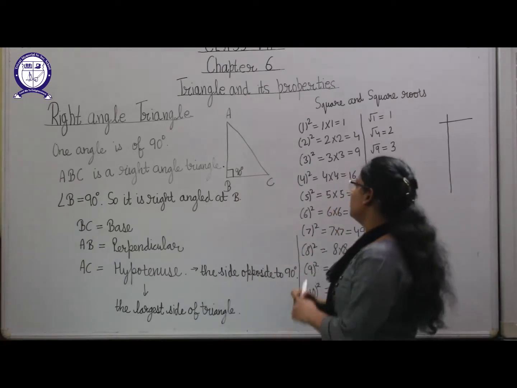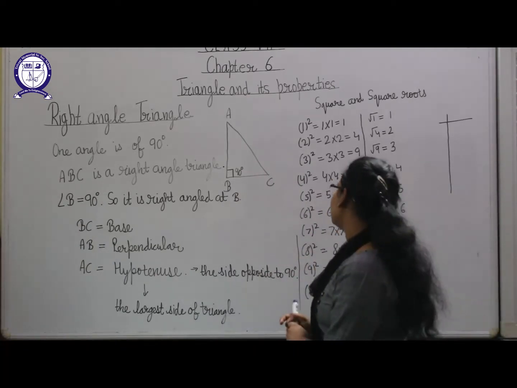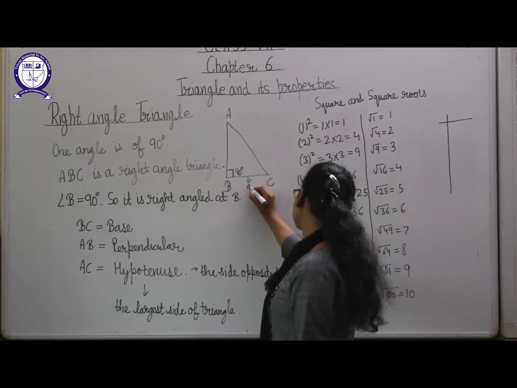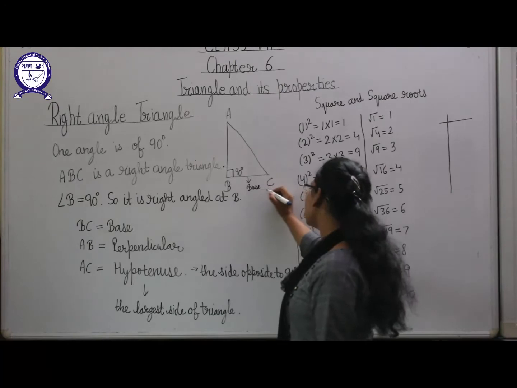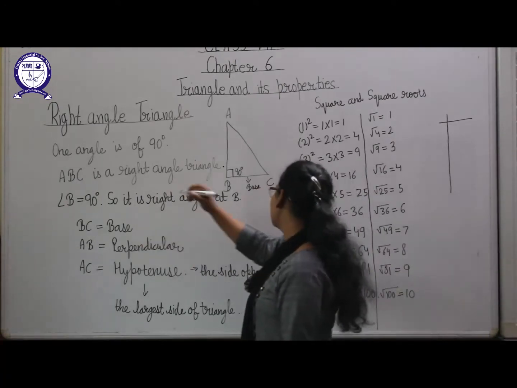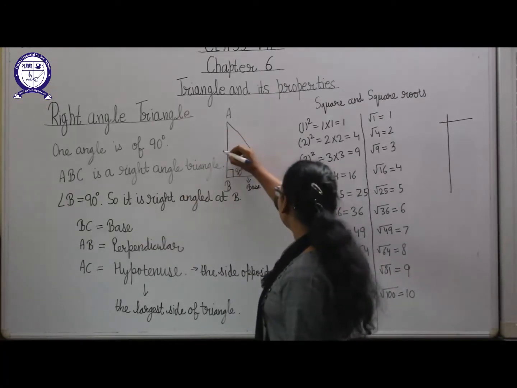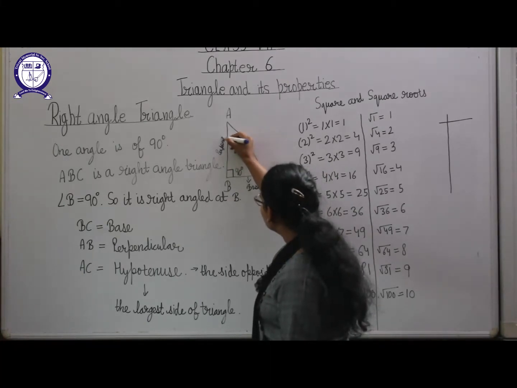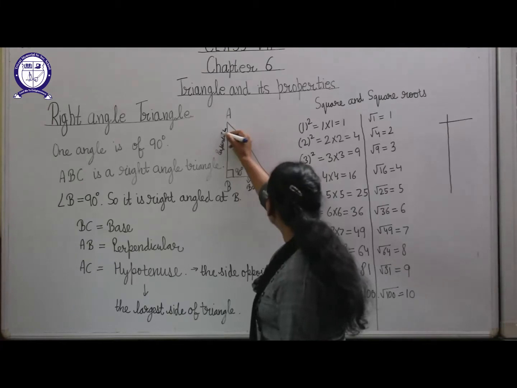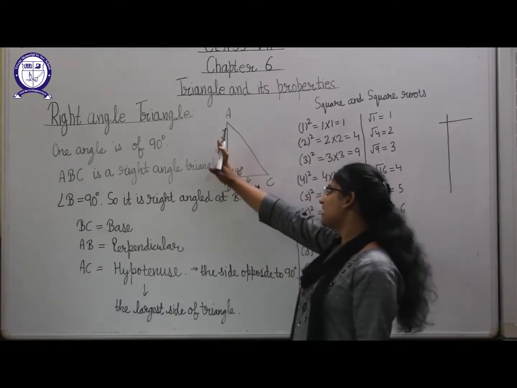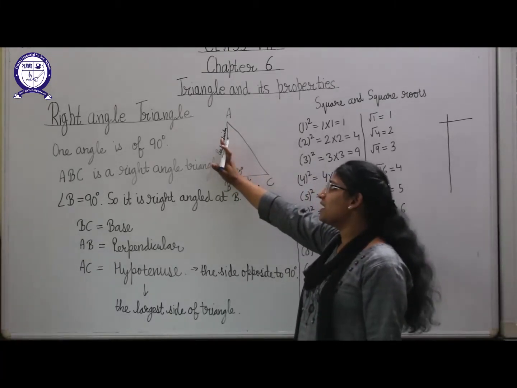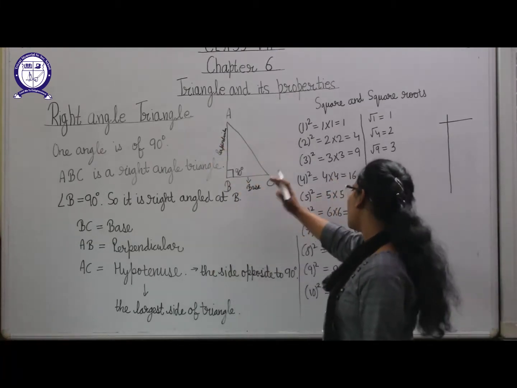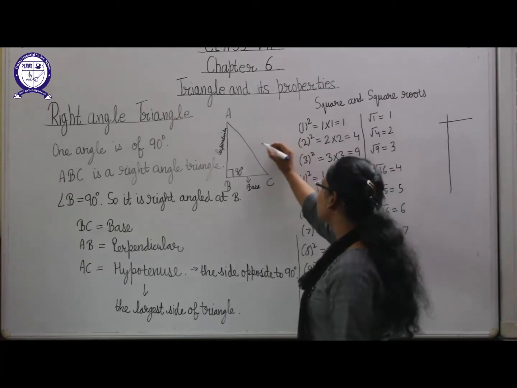Now there are three terms we use in a right angle triangle. First one is base. Base is this one. This side BC is base. This side AB is perpendicular. Perpendicular means the height. As this side is at 90 degree, this is the perpendicular of this triangle. So AB is perpendicular here and AC is hypotenuse.